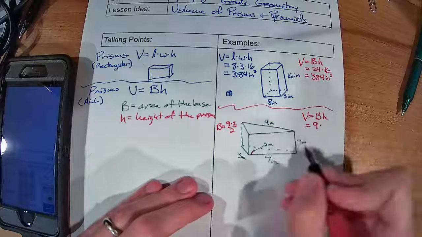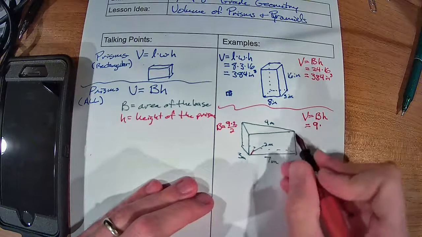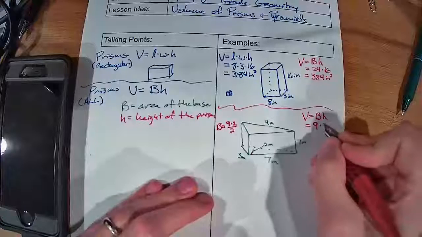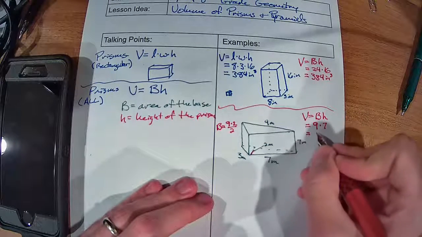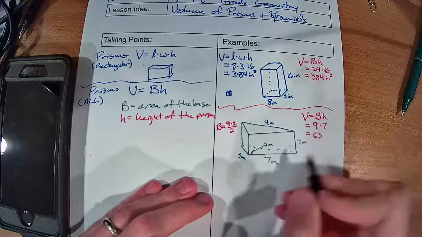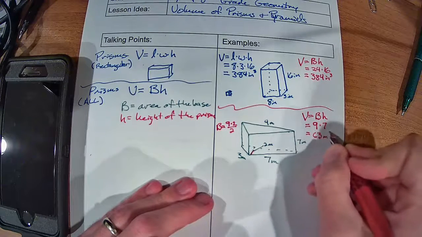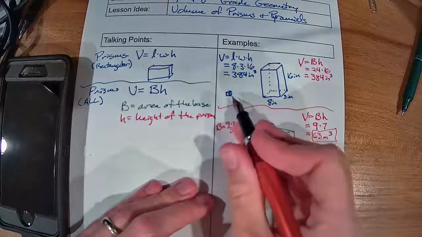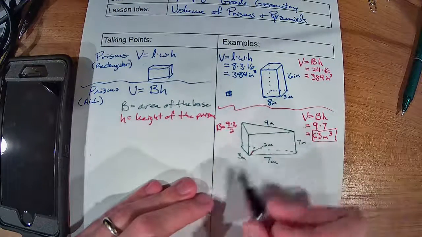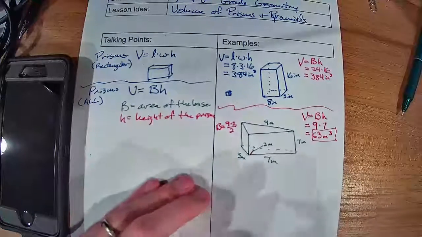And we're going to multiply that by our height. And in this case, height is measured from base to base, top to bottom. So in this case, 7. And since these numbers are pretty straightforward, we won't need a calculator. 9 times 7 is 63. And in this case, meters cubed. So that would be our final answer. So it would take 63 1 meter by 1 meter by 1 meter cubes to fill this in.